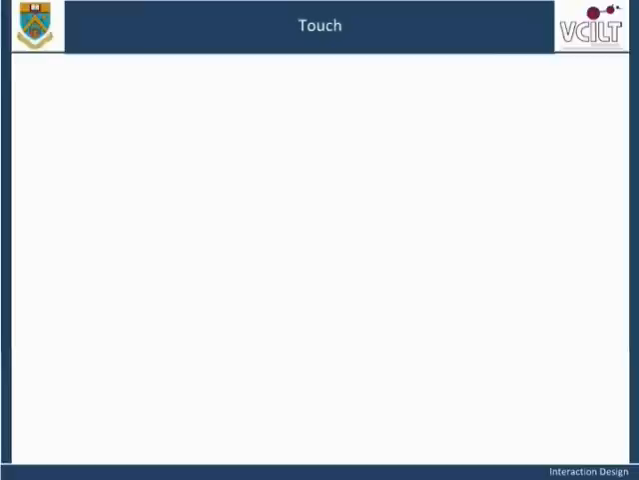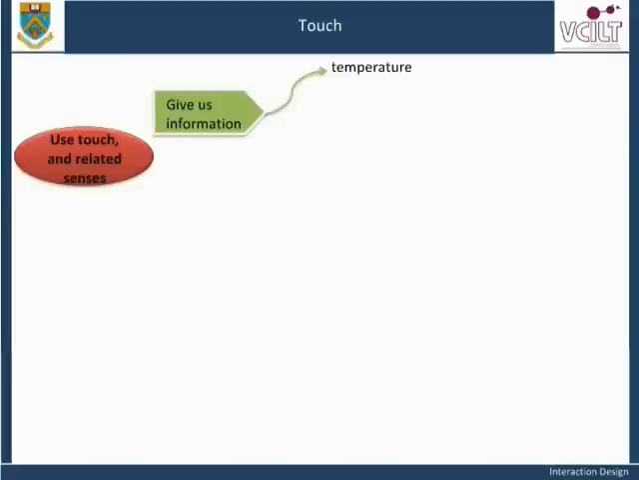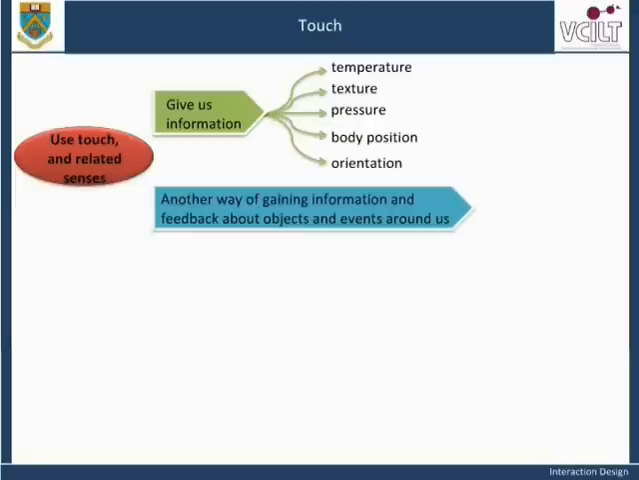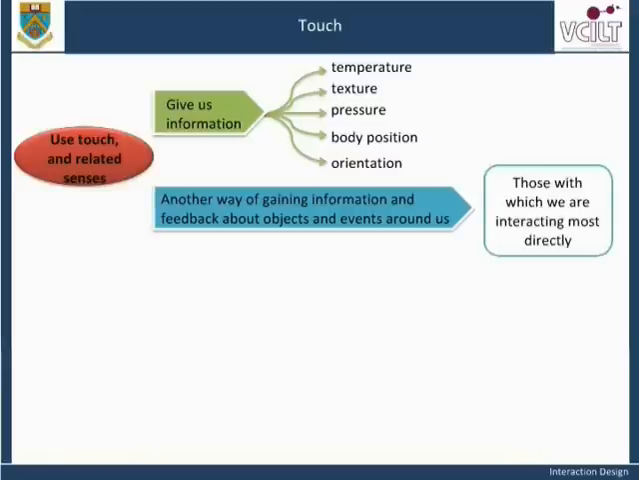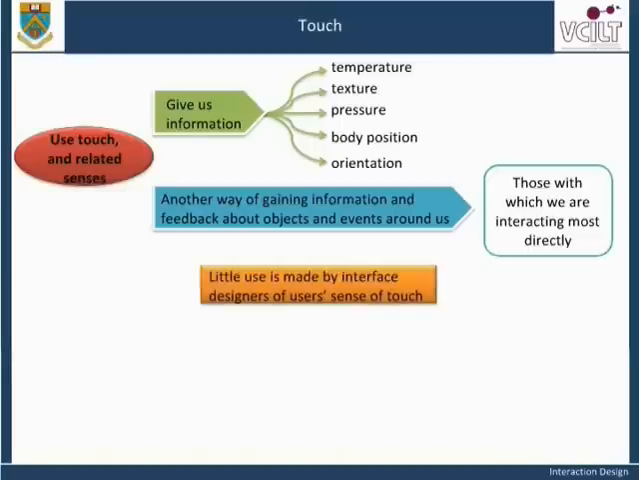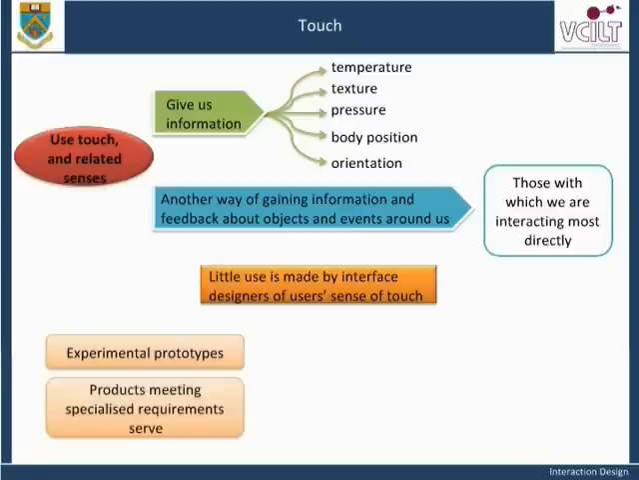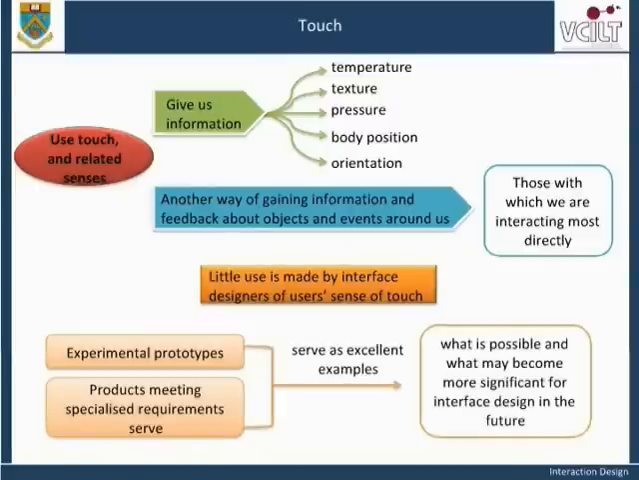Touch. In everyday life, we use touch and related senses that give us information about temperature, texture, pressure, body position, and orientation, and so on, as yet another way of gaining information and feedback about objects and events around us, especially those with which we are interacting most directly. Currently, little use is made by interface designers of users' sense of touch. However, a number of experimental prototypes and products meeting specialized requirements serve as excellent examples of what is possible and what may become more significant for interface design in the future.